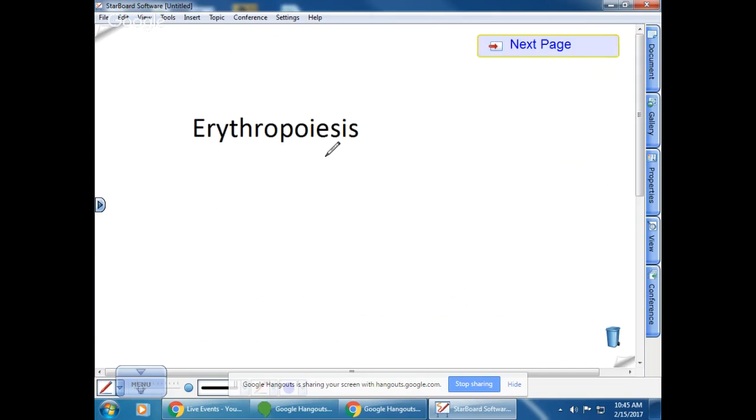Okay. So let's talk a little bit about erythropoiesis. So poiesis just means the production of. So hematopoietic tissue, red blood cell, poiesis. So this is just the production of red blood cells. So the production of erythrocytes.